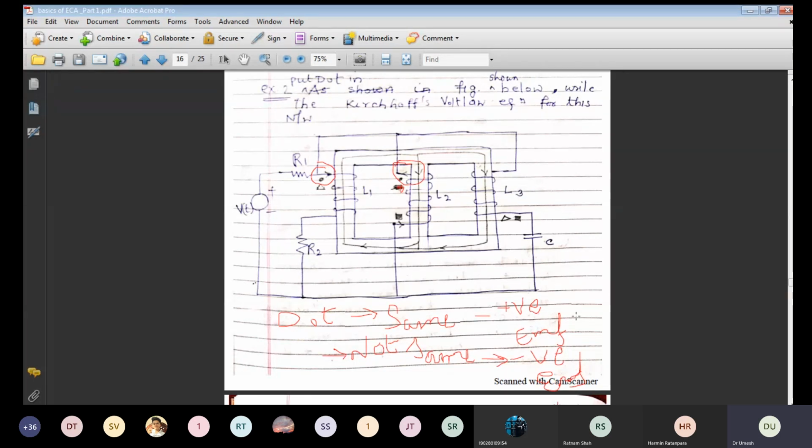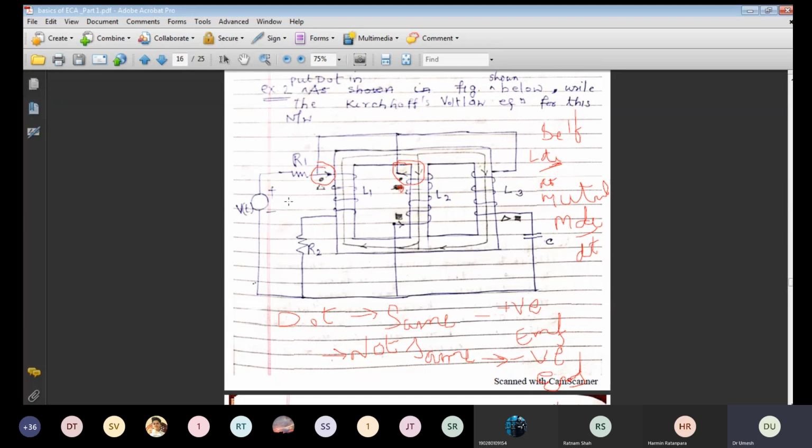Because we know that when EMF is induced in the inductor, there are 2 types of EMF induced. One is the self-induced EMF, which is given by L di by dt, right? L di by dt. And second is the mutual induced EMF, which is given by M di by dt, right? There are 2 types of EMF produced.